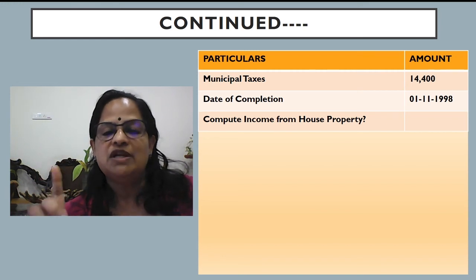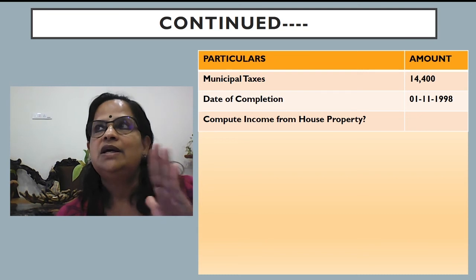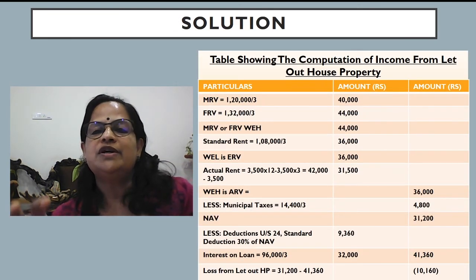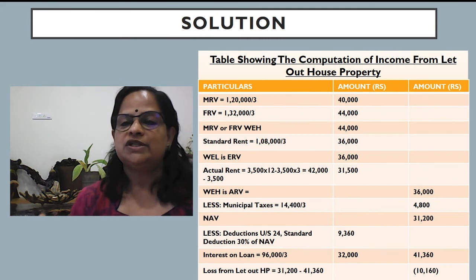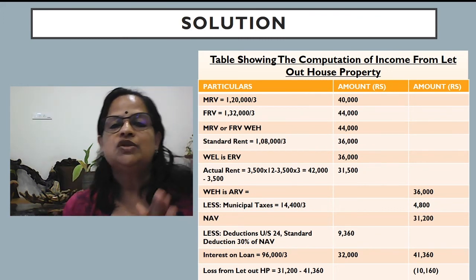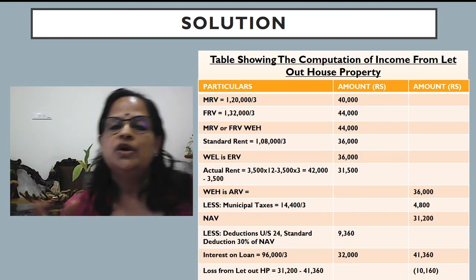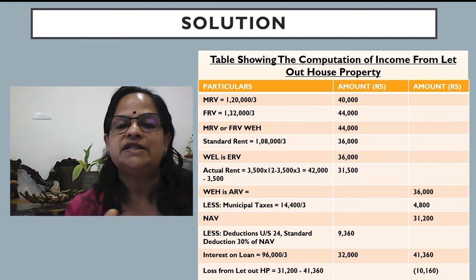So in the case of self-occupied house property, only 30,000 will be allowed. So that is the adjustment you have to remember from this. Table showing the computation of income from let out house property: municipal rental value, combined property divided into 3 units. So we have to divide the value. So this is municipal rental value divided by 3, fair rental value divided by 3. Whichever is higher you are taking, then you are comparing with standard rent 36,000.